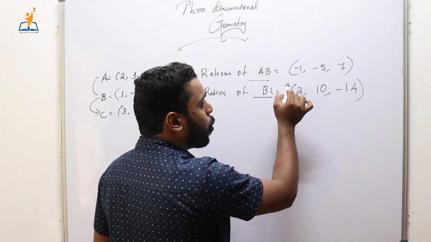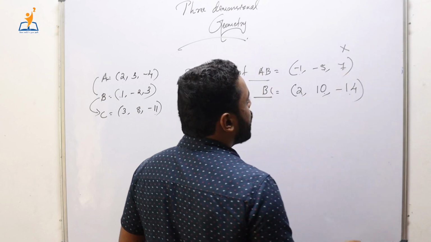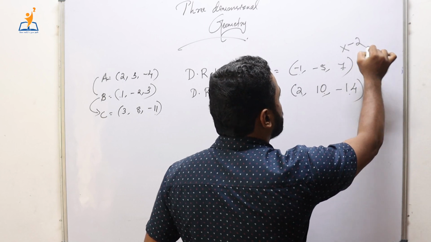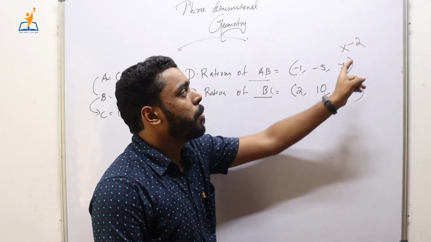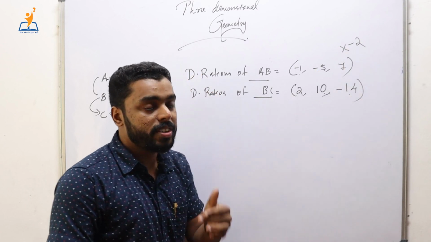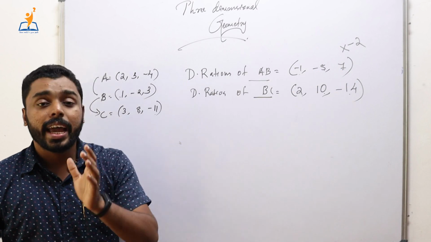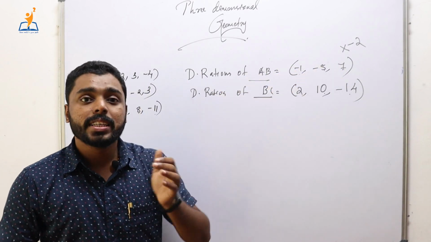See, the direction ratios of AB and BC are proportional. That is, we can obtain the direction ratios of BC just by multiplying each component of the direction ratios of AB by minus 2, right? Minus 2 into minus 1 equal to 2. Minus 2 into minus 5 equal to 10. Minus 2 into 7 is equal to minus 14, which means that both these direction ratios are proportional. Hence, we can say that these are the direction ratios of a single line.